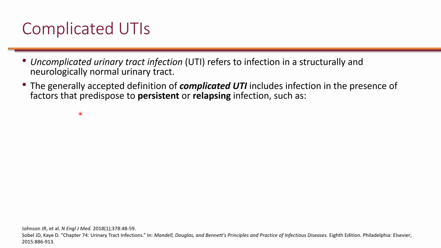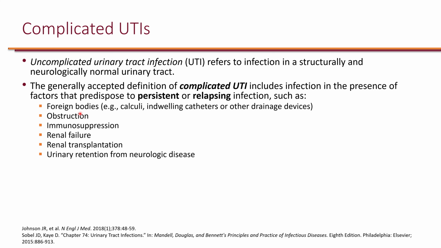The generally accepted definition of complicated UTI includes infections in the presence of factors that predispose to persistent or relapsing infections, and those include the presence of foreign bodies such as calculi or indwelling catheter, obstruction in the urinary tract, the presence of immunosuppression, renal failure, renal transplantation, or urinary retention from neurologic disease. These factors are important because not only do they make the clearance of bacteria from the urinary tract more difficult, but they also increase the likelihood of relapse.